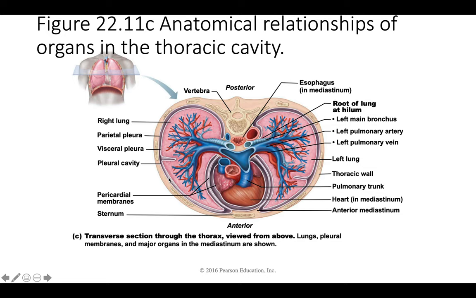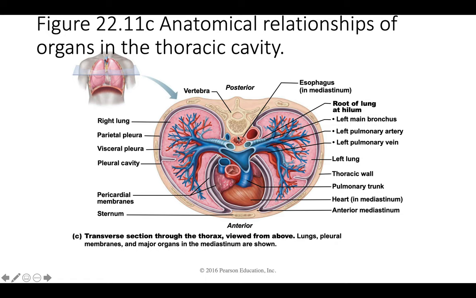So there's a parietal pleura, and this will be the visceral pleura. And between them, you have the space, the pleural cavity. And within the pleural cavity, we have fluid. This fluid essentially decreases the amount of friction as the lungs expand and contract.